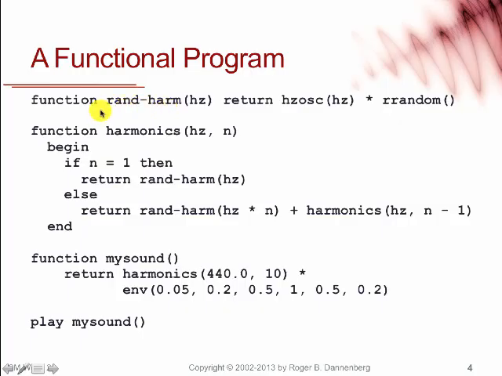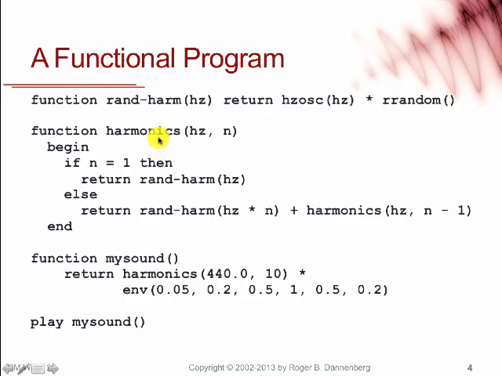We first of all define a helper function, rand_harm, that just computes a sinusoid at a given frequency with a random amplitude. And the real work is done in harmonics. So harmonics is a recursive function.